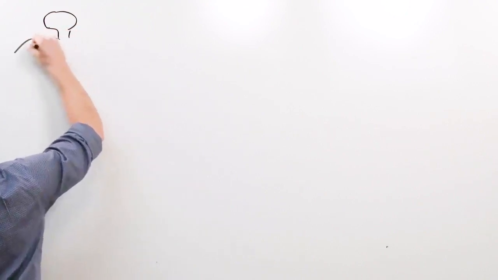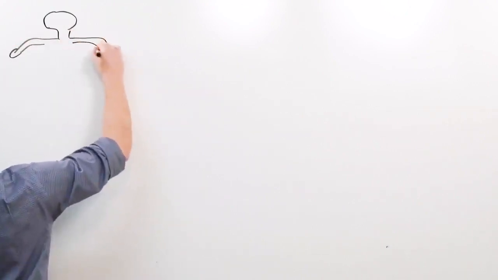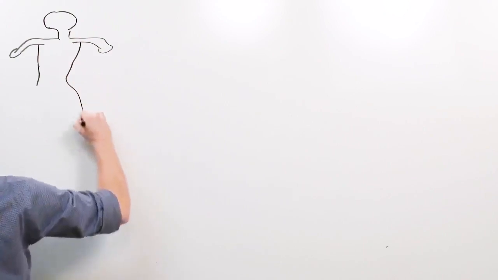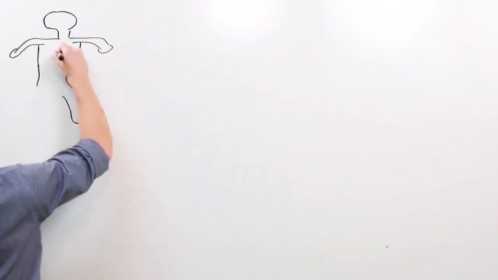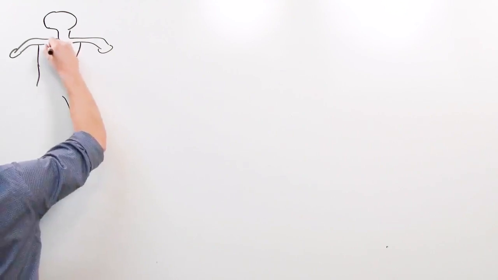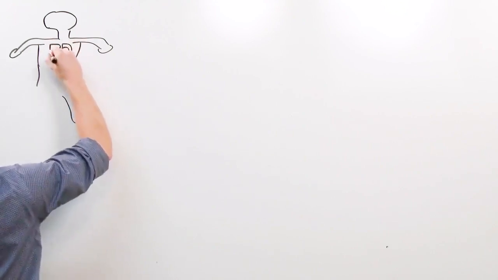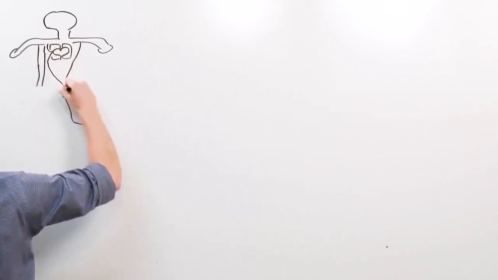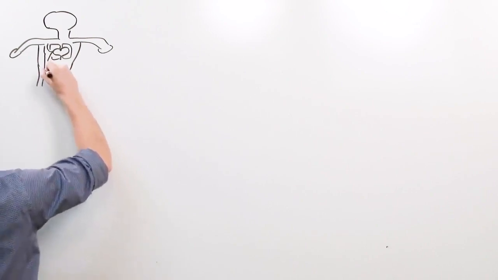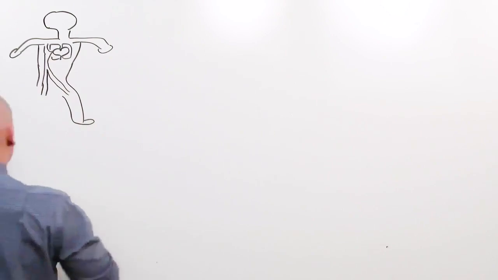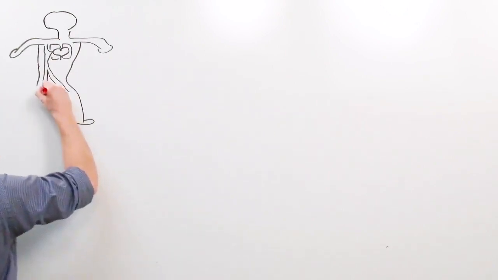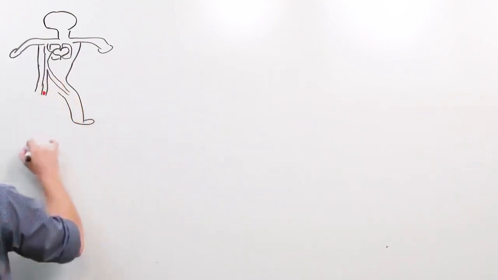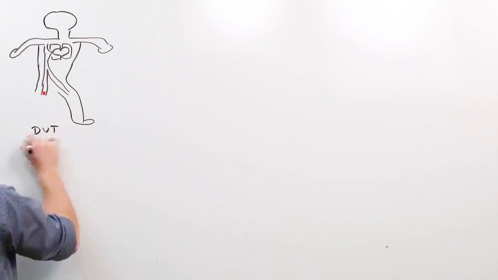The person has got some arms. Let's give him a big chest because we're going to draw some stuff in there. He's got a good leg, a heart, lungs behind it, and then some veins coming in from the rest of the body. Now what we're talking about is a clot that forms in the deep veins. And that is a deep vein thrombosis.